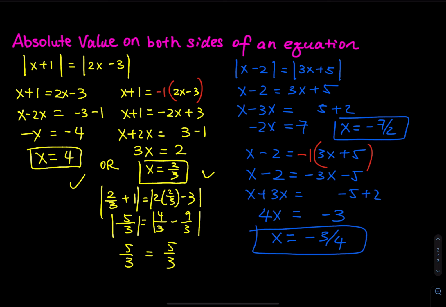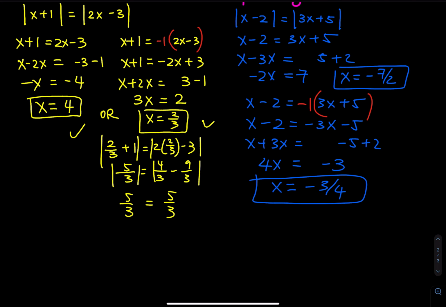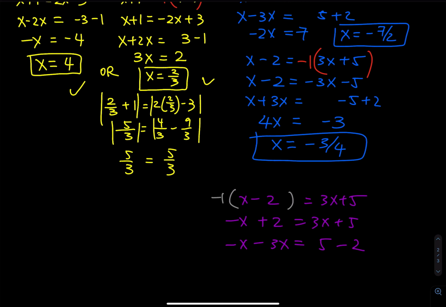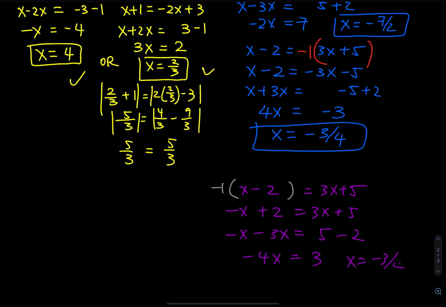Now, you might ask me, hey, what happens when you put the negative 1 on this side? Do we get the same answer if you put a negative 1 on this side? We can do a quick check. So here is what we can do. We can do a negative 1 and then multiply this side. Let's just do this in a different color. So x minus 2 equals 3x plus 5, right? Let's see if we can get a negative 3 over 4. So we have negative x plus 2 equals 3x plus 5, and then negative x minus 3x equals 5 minus 2. This is a negative 4x, this is a 3, and then same thing, you have x equals negative 3 over 4. Same thing.